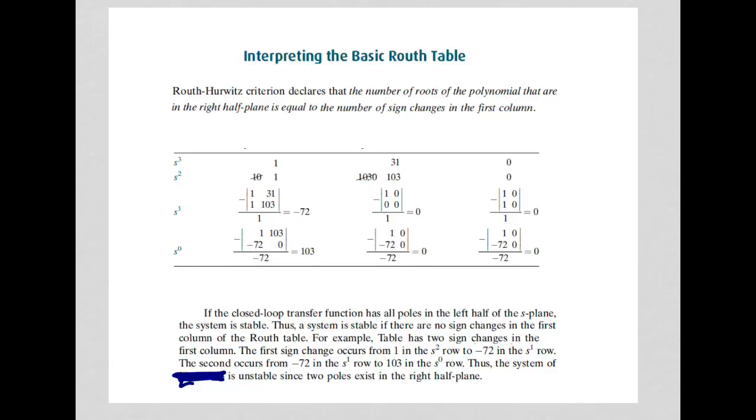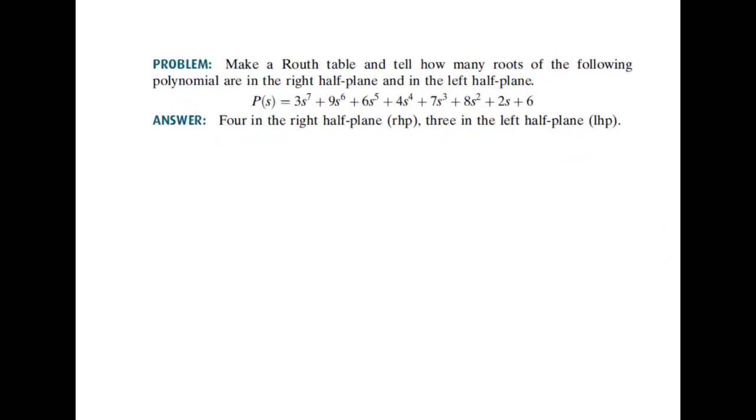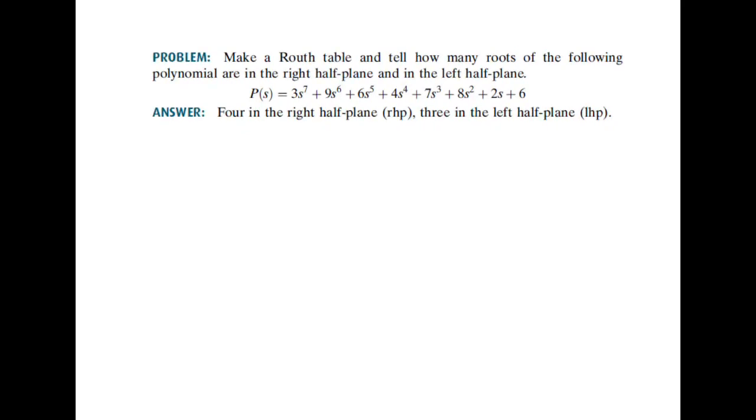Now this is a small problem for you to do at your own end. You have to make a Routh table and tell how many roots of the following polynomial are in the right half plane and in the left half plane. You can draw the Routh table and interpret the result from that. Also one more point is that no term should be missing in this case. If a term is missing, then outright you can say that the system is unstable.